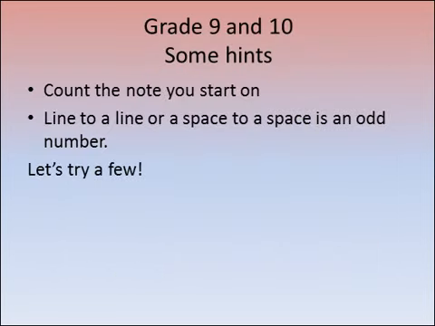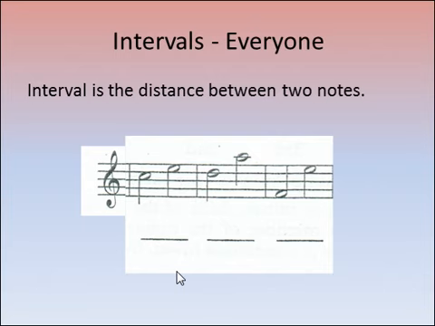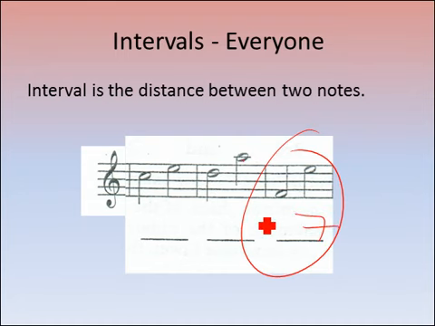All right, well, let's look at it. Oh, some hints first. So grade 9s and 10s, some hints. And actually these hints pertain to grade 11, 12 work as well. Always count the note you start on. Rule number 1. If you don't count the note you're starting on, you're going to be off by 1. A line to a line or a space to a space is an odd number. So you actually saw that in the first slide where I did this, especially on this one right here. I went 1, 3, 5, 7. See how it's space to a space? It is odd. See how this one's a line to a line? It's odd as well. 1, 2, 3, 4, 5. Space to a space, 3. So if it's a line to a line or a space to a space, it's an odd number.